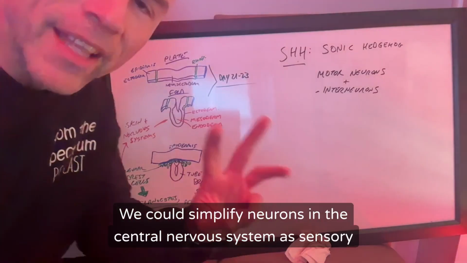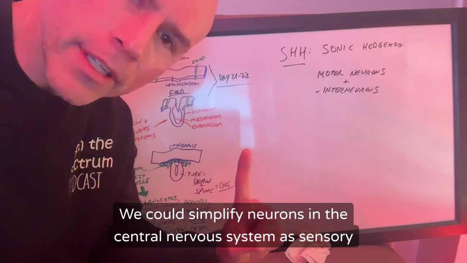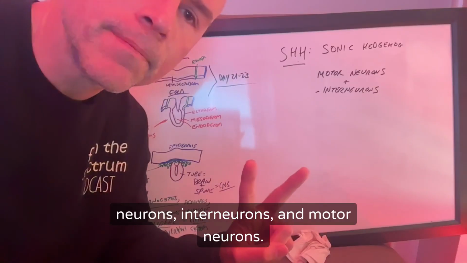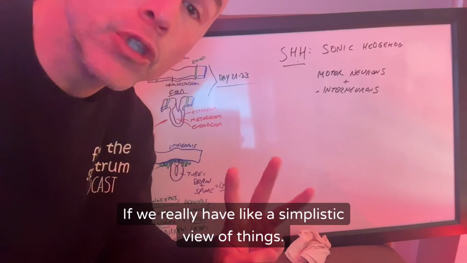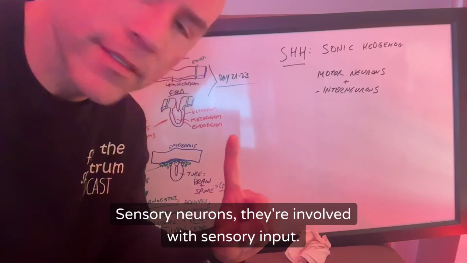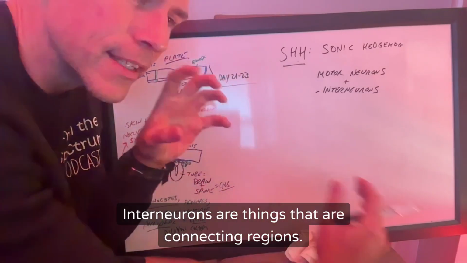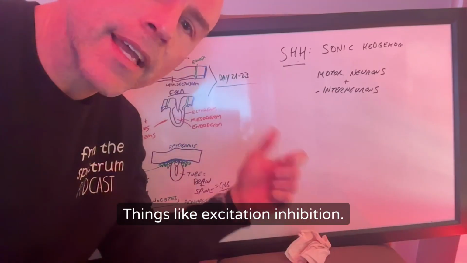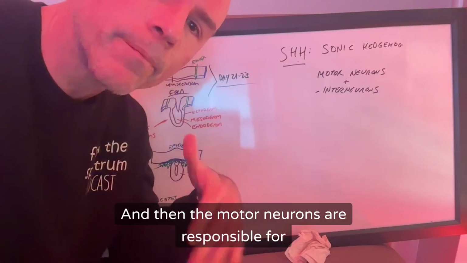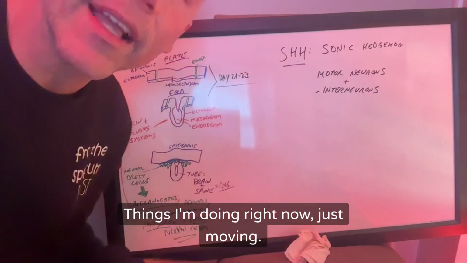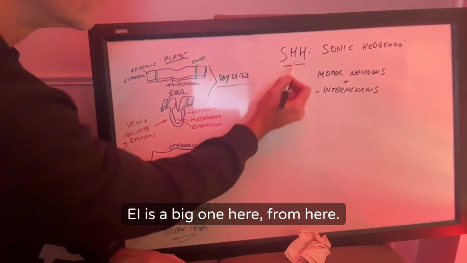What are those? We could simplify neurons in the central nervous system as sensory neurons, interneurons, and motor neurons. If we want to really have a simplistic view of things, sensory neurons are involved with sensory input. Interneurons are things that are connecting regions, things like excitation, inhibition. And then the motor neurons are responsible for things I'm doing right now, just moving. I'm constantly moving. EI is a big one here.